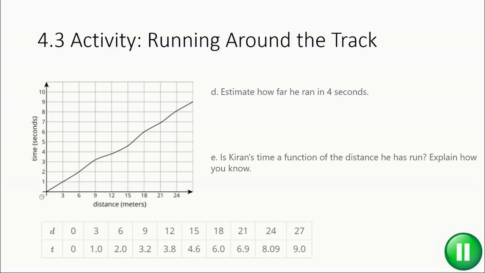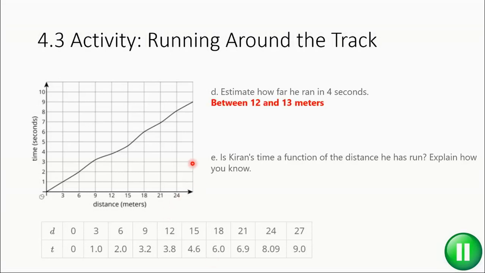All right, let's check it out. So estimate how far he had run in 4 seconds. So we see that 3 and 4 is here. So 4 is here. 4 seconds. Look at it now. How far do you think he had run? So it looked like he had run somewhere between 12 and 13 meters.